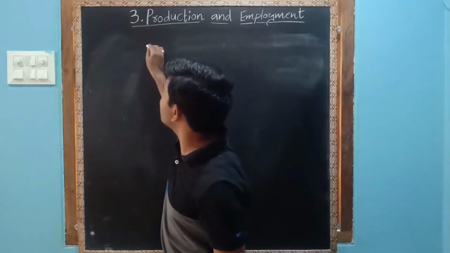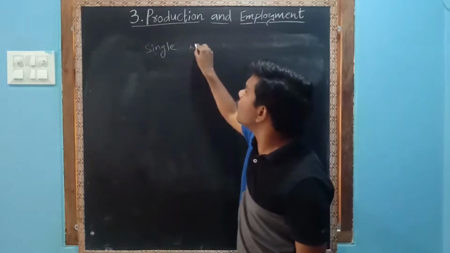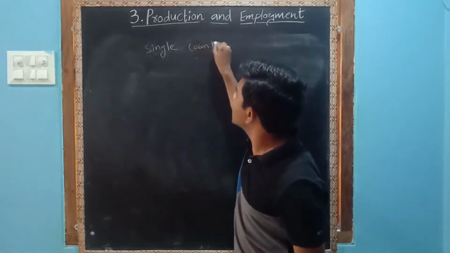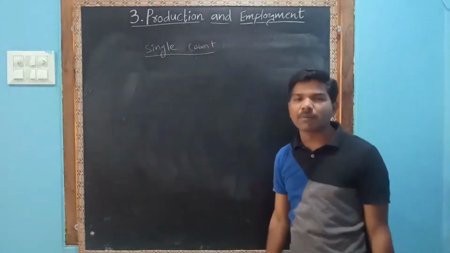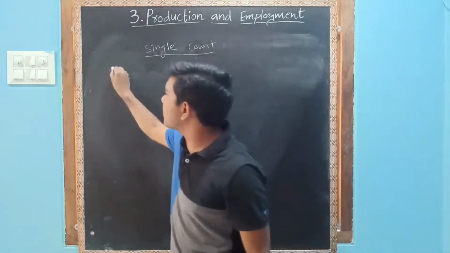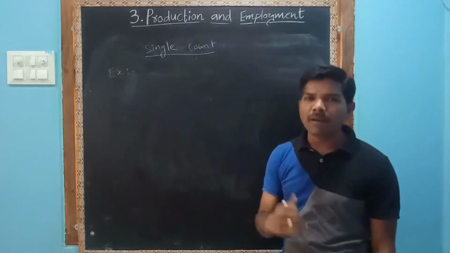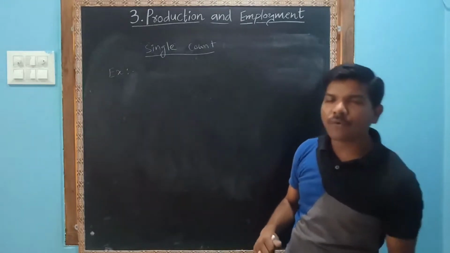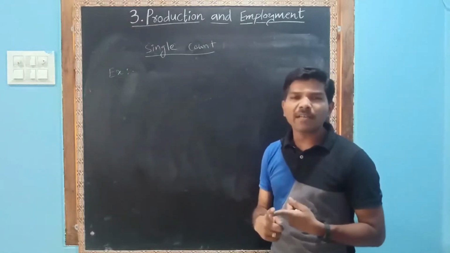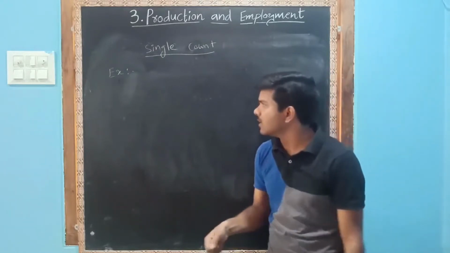GDP should be a single count. We need to obey certain restrictions, that is single count. What is single count? Single count and double count. How can we estimate the GDP? Here is an example. I said to you only the final value of the goods and services, am I right? In this example, let us see what the final value is.